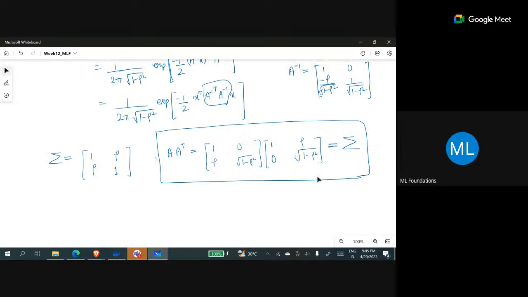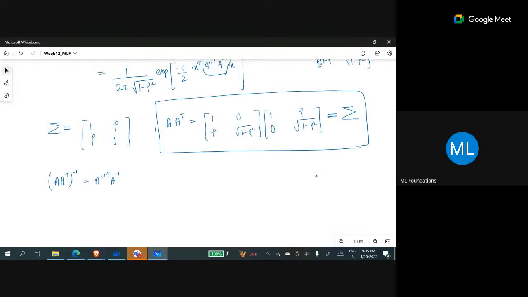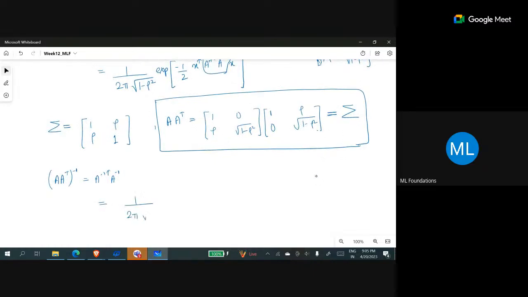Now, A A transpose is the covariance matrix. You take the inverse of this. What do you get? You get A inverse transpose A inverse, right? So this is nothing but the same as this. So we can write A inverse transpose A inverse as the inverse of the covariance matrix. So you can write this as 1 upon 2 pi under root of 1 minus rho square e to the power minus 1 by 2 x transpose covariance matrix inverse times x.